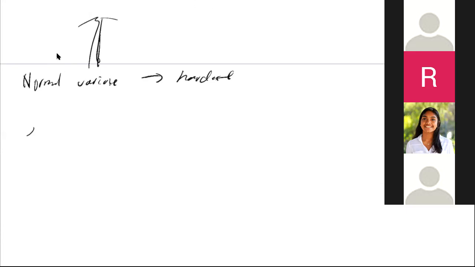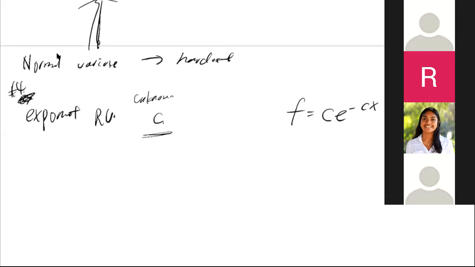Question number 4. This exponential random variable only depends on the unknown parameter c. Remember, the exponential probability distribution is c times e to the negative cx. So it only depends on an unknown c instead of mu and sigma. So we follow the 4-step procedure.